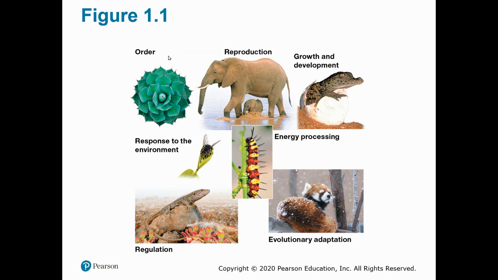Somebody's going to outrun the other guy. Somebody's going to out-eat the other guy, out-hear the other guy. It's always going to be a little bit of a competition. And so that is the basis of the evolutionary adaptation. And that's pretty much it for that part of chapter 1.